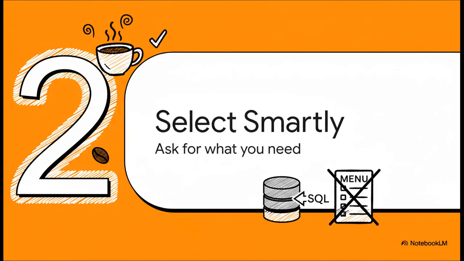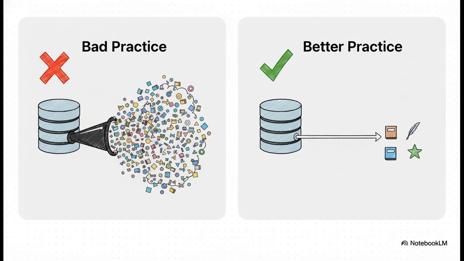Okay, so let's get into our first practical technique, selecting smartly. The concept is so simple. Don't go to a restaurant and order the entire menu when you just want a cup of coffee. You need to ask the database only for the data you're actually going to use. And here's a perfect example. On the left, we're doing a select asterisk. We're basically telling the database, hey, grab every single piece of information you have about these books. But on the right, we're being specific. We only want the title, author, and rating. The difference in the amount of work the database has to do is just enormous.